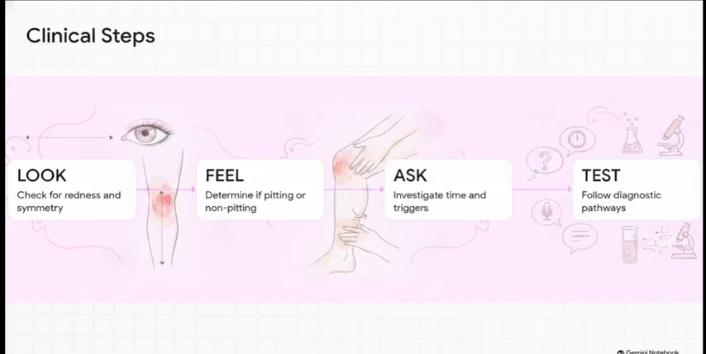First, you look. You assess for redness, symmetry, and skin changes. Second, you feel the tissue. Third, you ask targeted history questions. And finally, you test to confirm. Let's break down a couple of these specific tools right now.